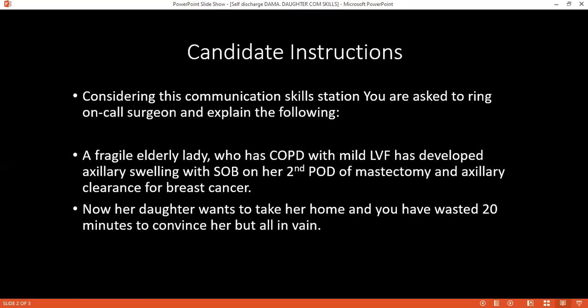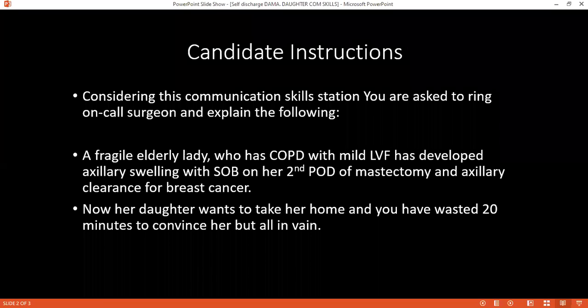Hello, I am Dr. Saidur Rahman, one of the surgical doctors in this hospital, and I am calling Mr. Tom, the on-call surgeon, regarding a patient who had a mastectomy done 2 days back and has developed axillary swelling and shortness of breath, and now his daughter wants to take his mother home without medical discharge, against medical advice. Can I check that I am speaking to Mr. Tom? Yeah, it is Mr. Tom. So please summarize your case.